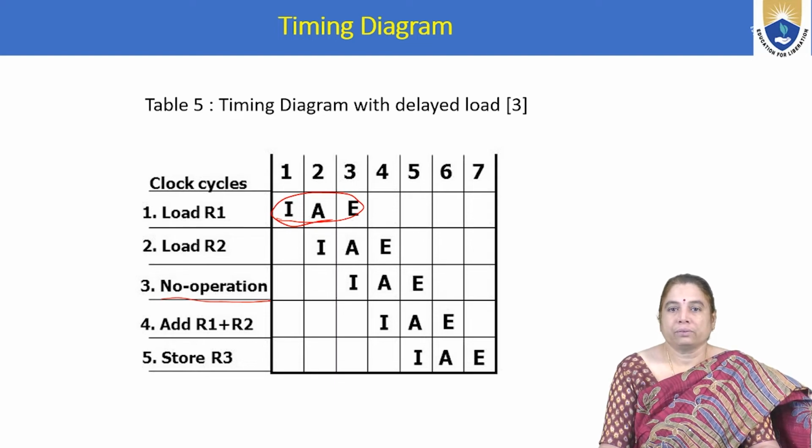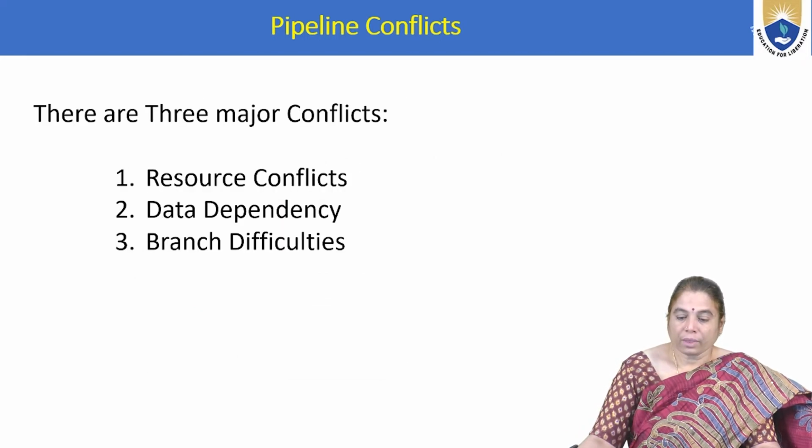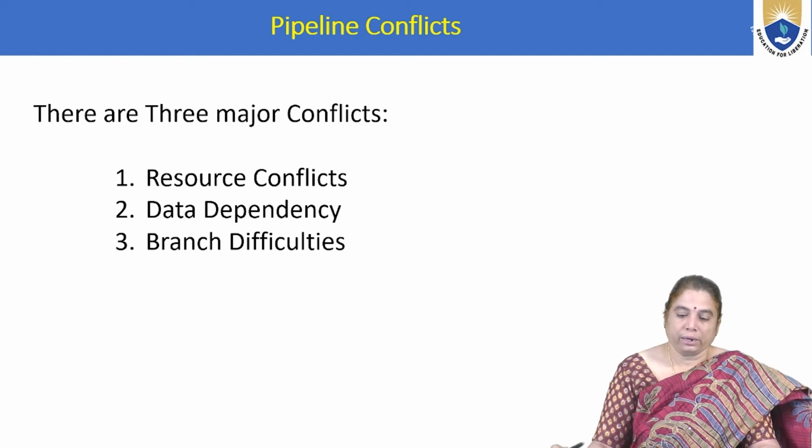Now we have to discuss what conflicts can arise in pipelining. The difficulties that can arise during pipelined instructions are categorized into resource conflicts, data dependency conflicts, and branch difficulties. What are the resource difficulties?